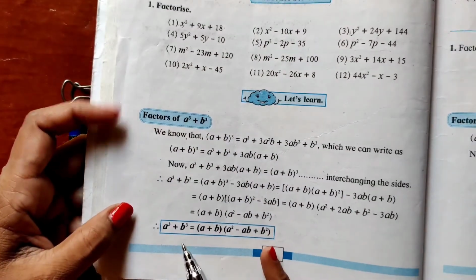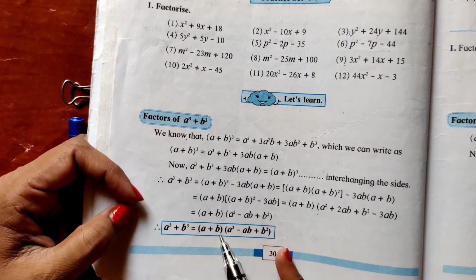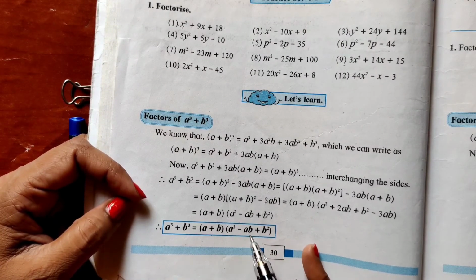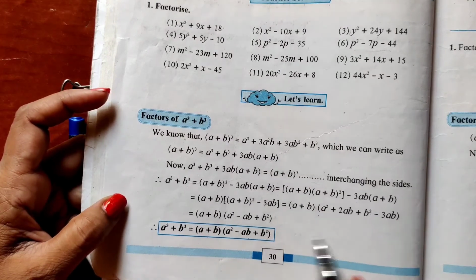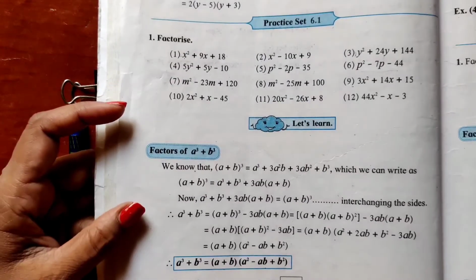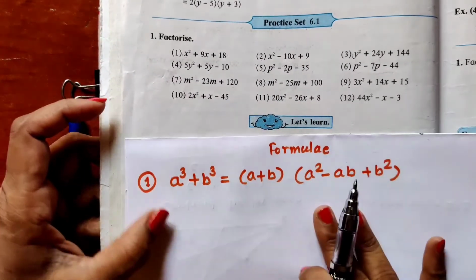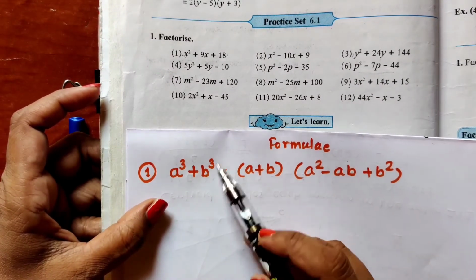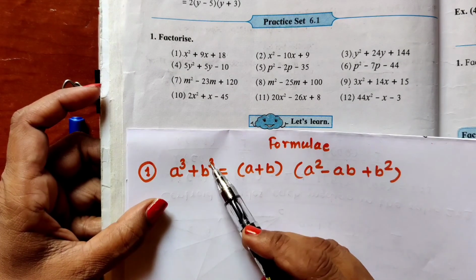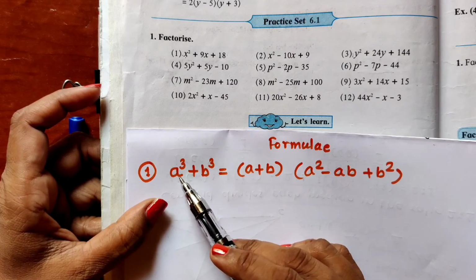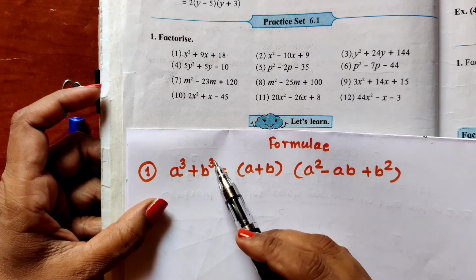We will have to use this formula: a cube plus b cube is equal to a plus b in the first bracket, a square minus ab plus b square in the second bracket. Okay, so let us see this formula in detail. This is a cube plus b cube, that means first term cube plus second term cube. There should be cube of first term as well as second term.